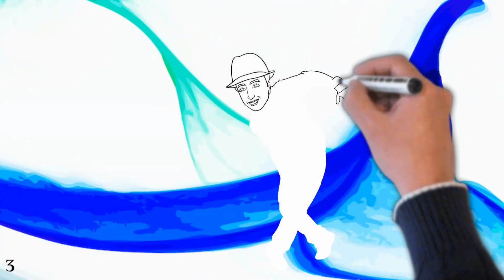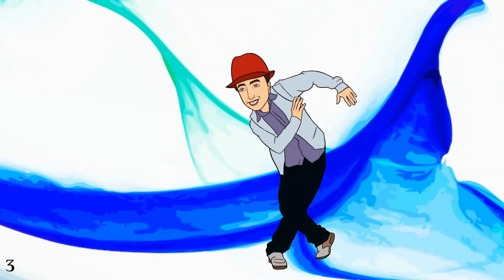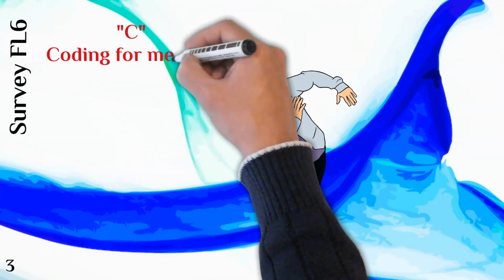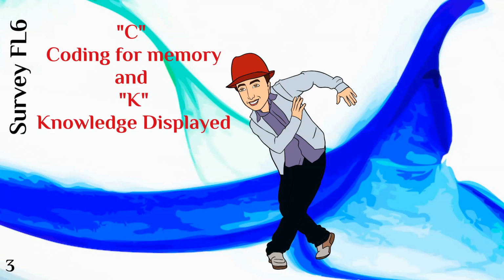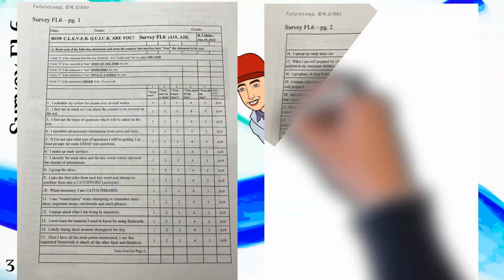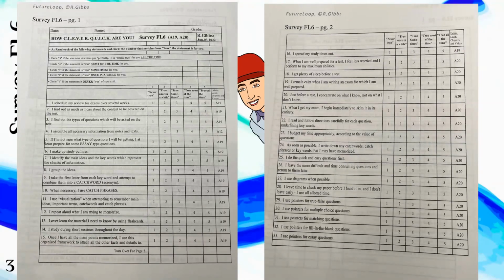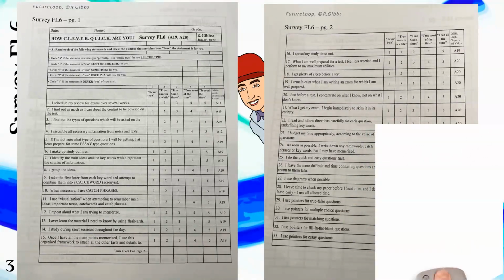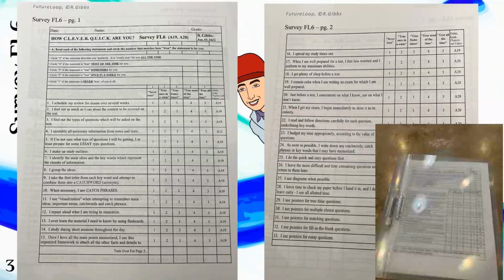It's now time to complete the next survey in the Clever Quick system, Survey FL6. As we said in earlier videos, you students all have different areas in your learning management that you are good at. But there are also areas that you probably find more challenging. The survey described in this video serves as an introduction to the C part of Clever Quick, coding for memory, along with the K part, knowledge displayed. It's a good idea to go through it carefully. This survey will serve as an overview to give you an idea of what to anticipate. As mentioned, another useful idea is collecting all the surveys you complete in a single binder. This will be useful later.